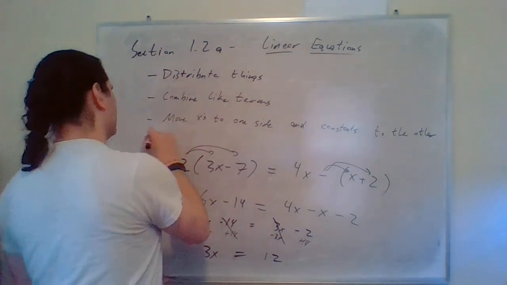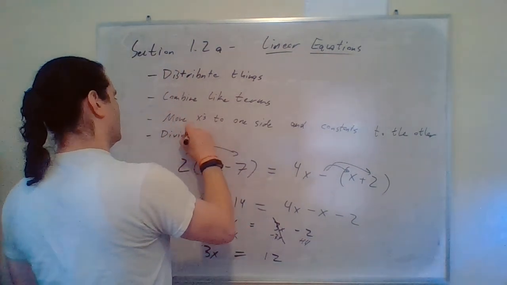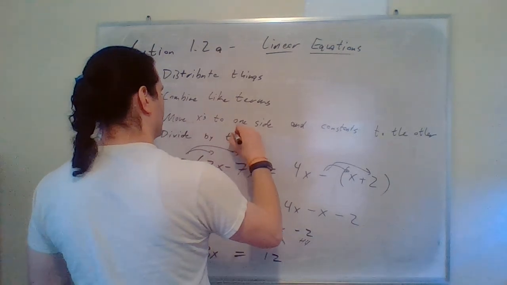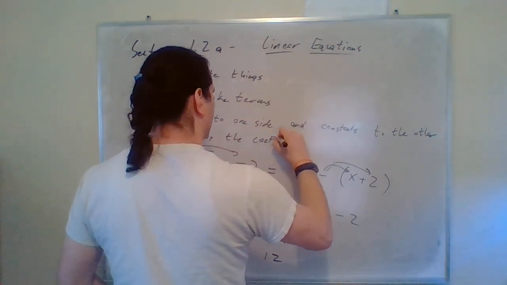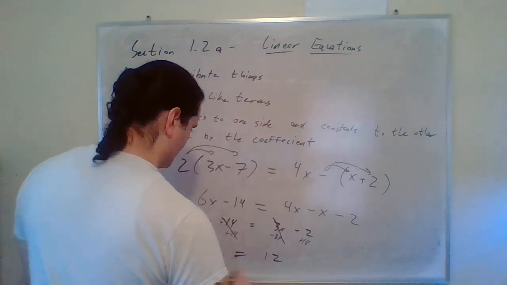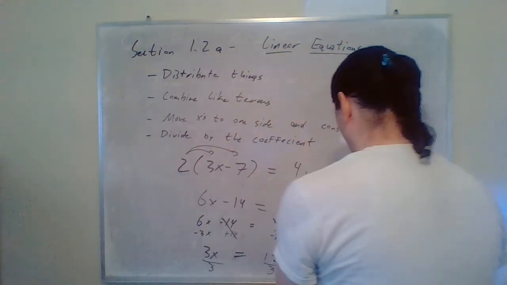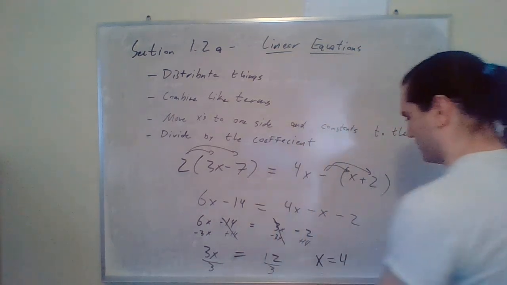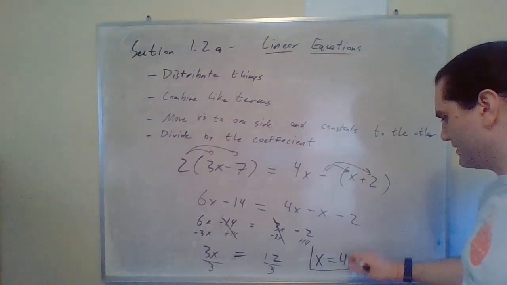And then we divide by the coefficient. So if you divide both of these sides by 3, you get x equals 4. And that's it. That's your solution.